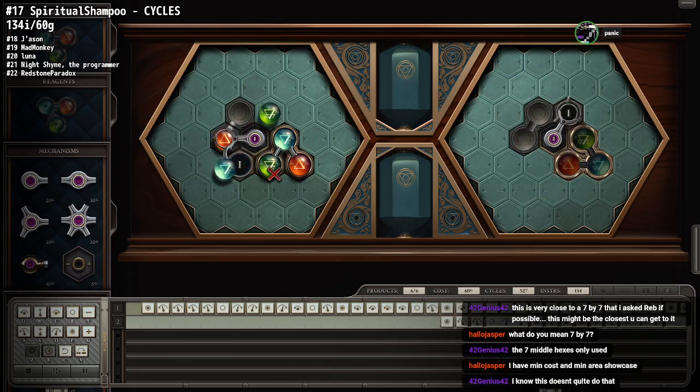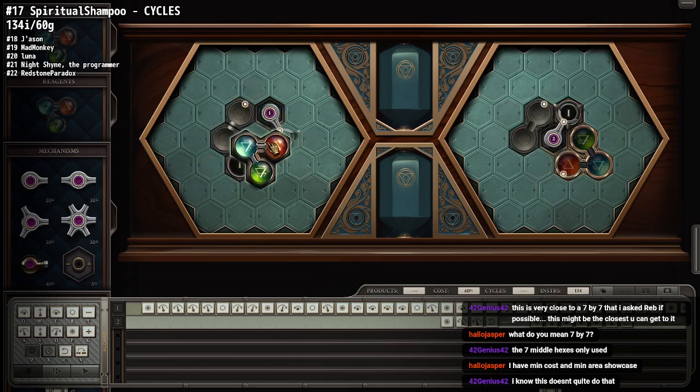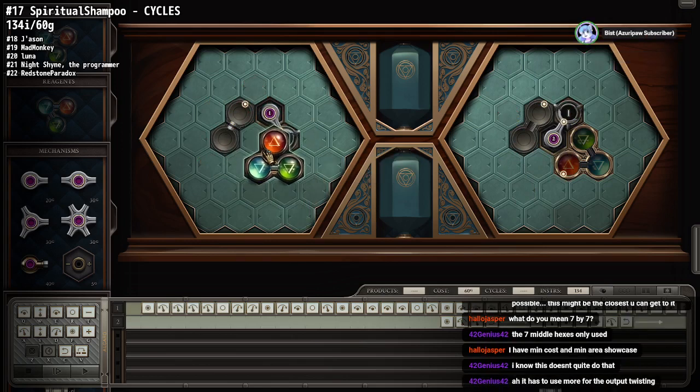What is the smallest chamber again? It's a 7 hex chamber, so technically everything fits, but it's not fun. But Jasper says that he has a min area showcase, so probably Jasper's might. All right, I have overlap on. I mean, you can fit it like this, I guess.